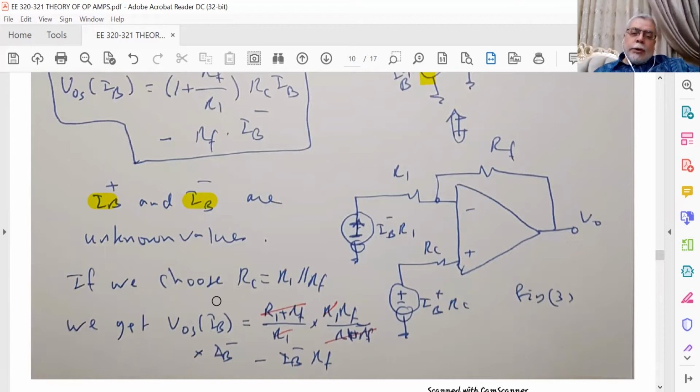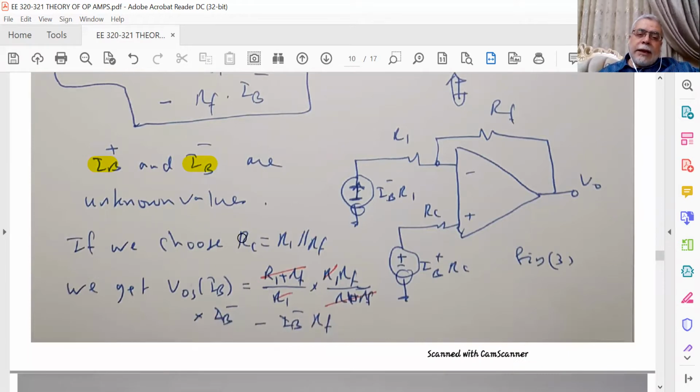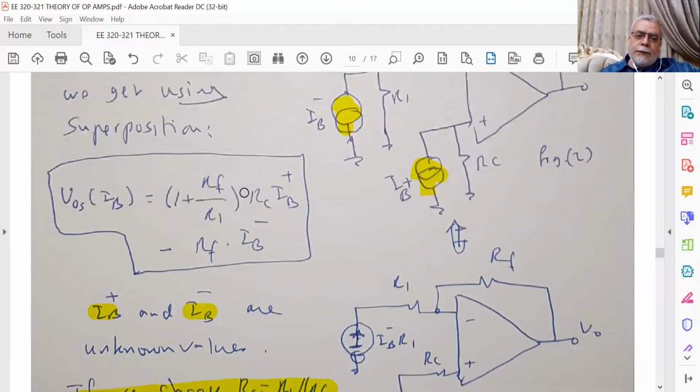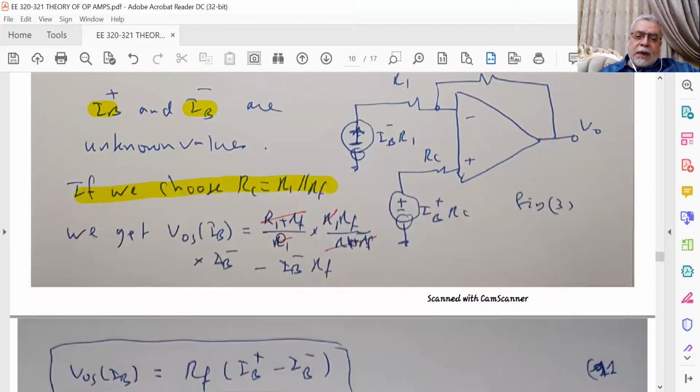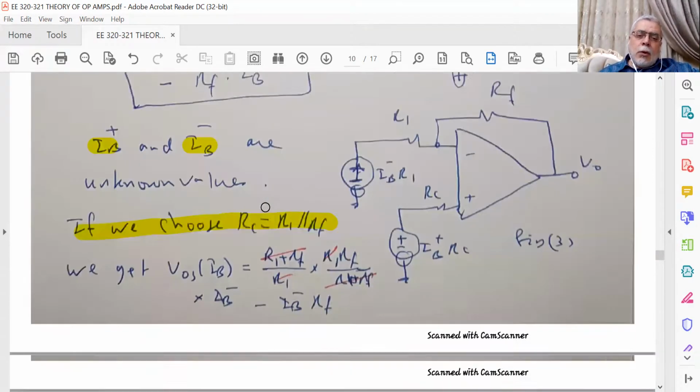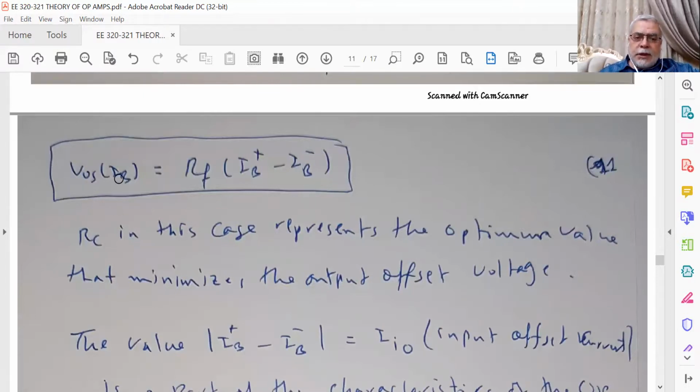So we try to reduce the effect of IB plus and IB minus by taking an optimum value of RC equal to R1 parallel with RF. If we choose RC equal to R1 parallel with RF, so R1 RF divided by R1 plus RF, the expression here will be reduced to V offset due to IB equal to RF times (IB plus minus IB minus). So this is the optimum value of offset voltage at the output due to the input offset bias current.